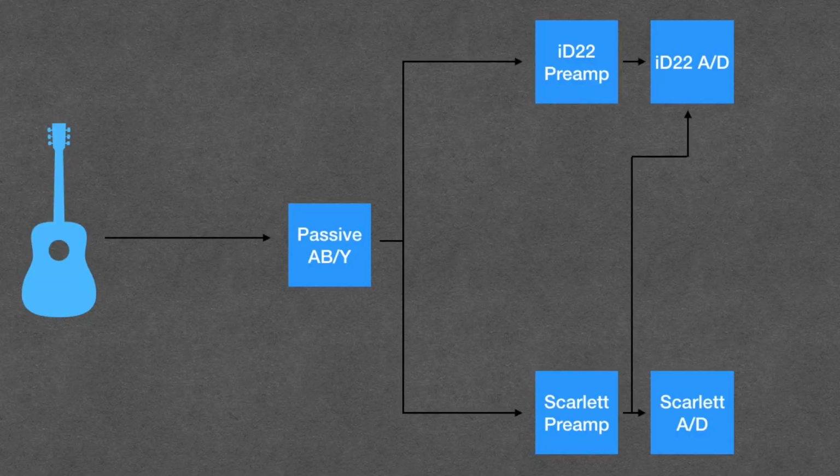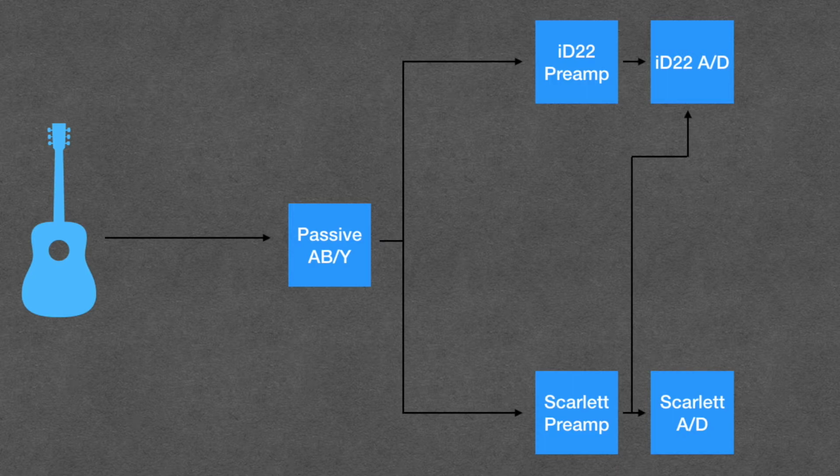I used a Fender passive ABY box to split the signal, so I recorded both audio interfaces at the same time. I've also included a third track where I've used the preamp from the Focusrite, but I've bypassed the AD conversion and I've put that directly into the AD converter of the Audient.